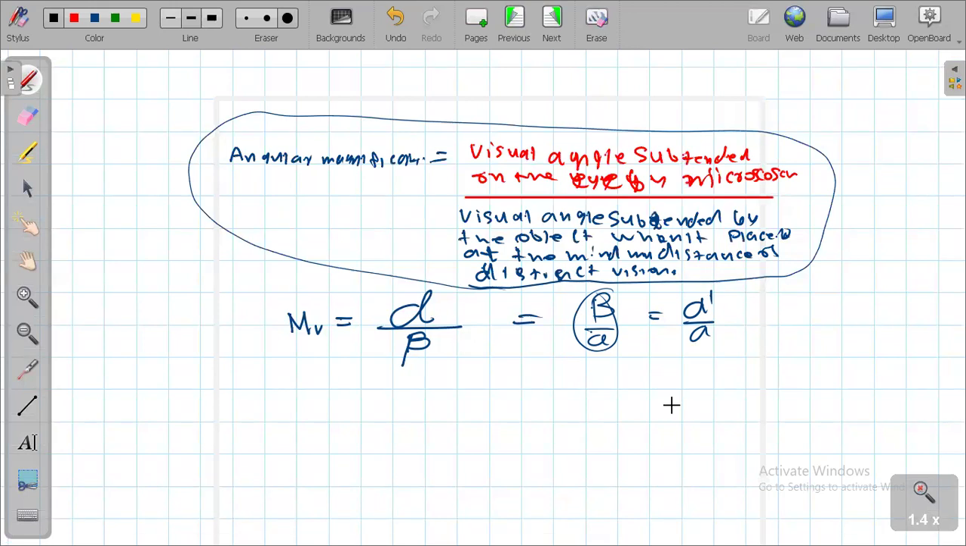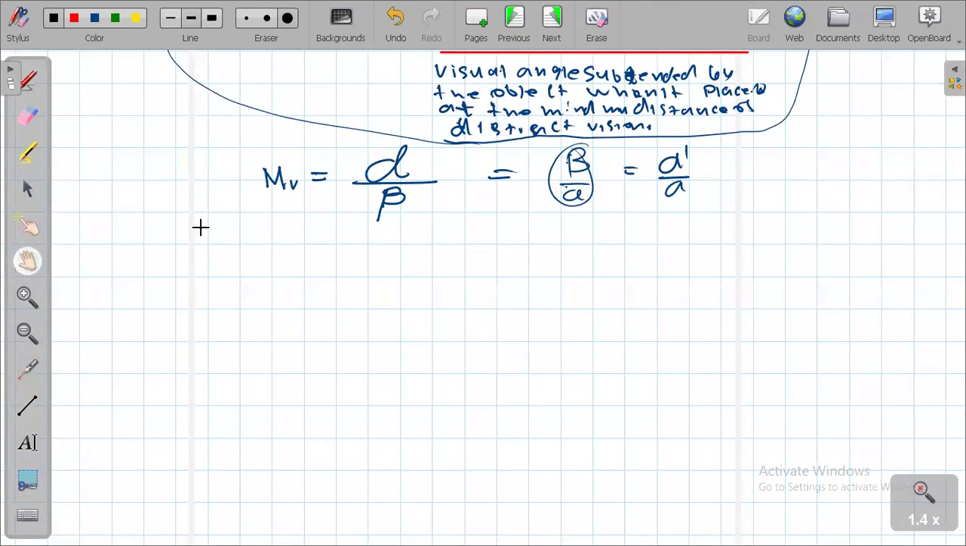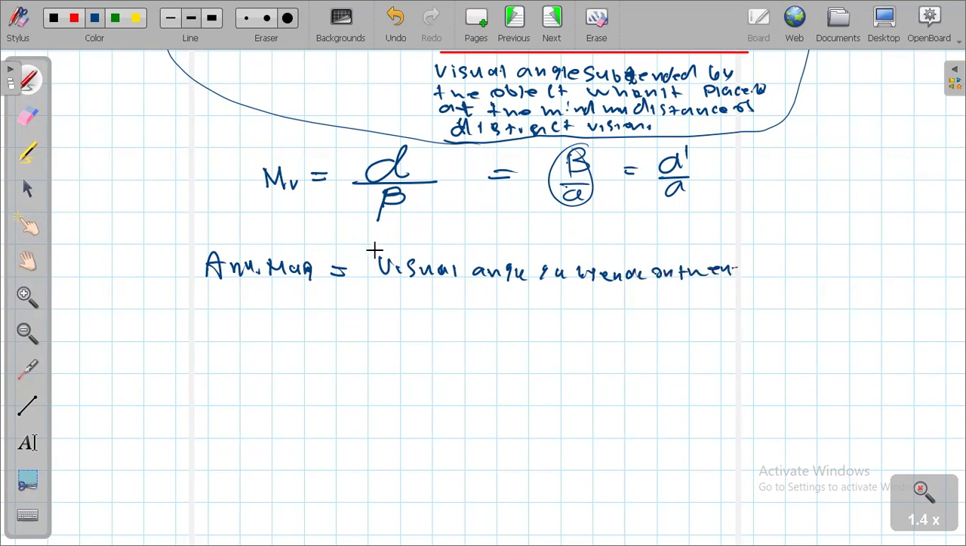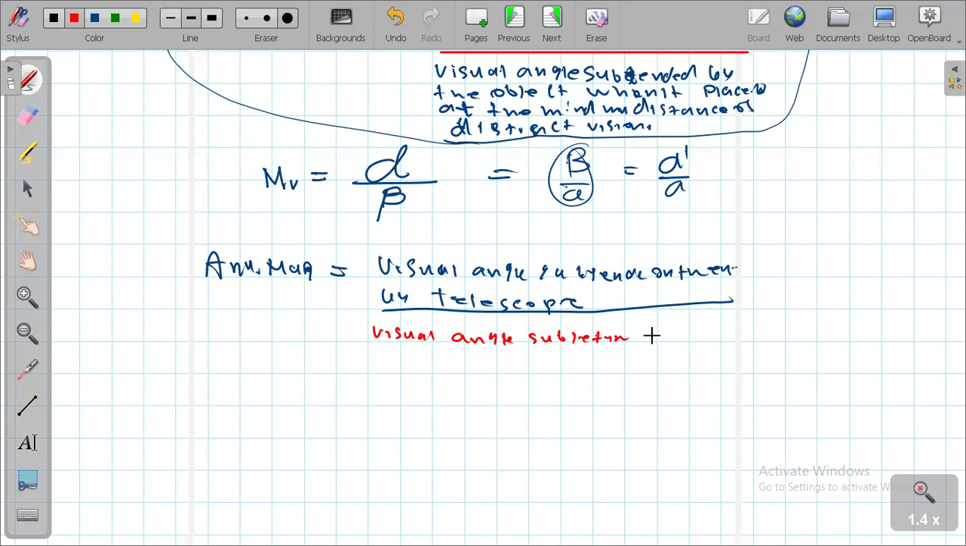Let's write the next one. If you have finished writing this one, for telescopes, the equation changes. Visual angle subtended on the eye by the telescope over the visual angle when observing the object with the naked eye.